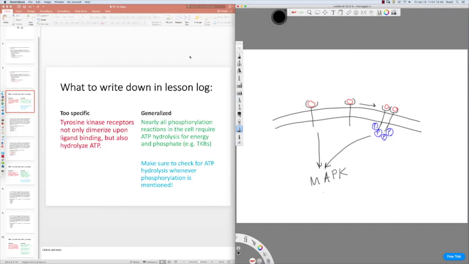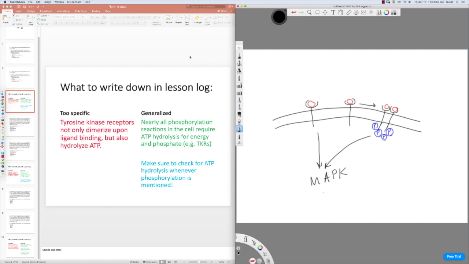Okay, so what do we want to take away from this problem, right? Because we got part of the answer, but not all of it. And this is what I would write down. Well, actually, let's start with what we shouldn't be writing down. And that is, I have it written on the left-hand side of the PowerPoint in red, which is tyrosine kinase receptors not only dimerize upon ligand binding, but also hydrolyze ATP.